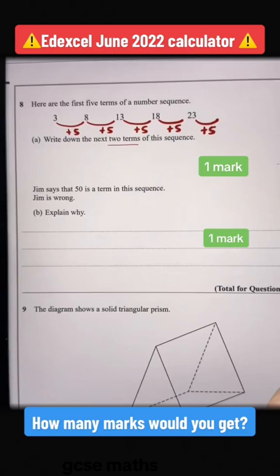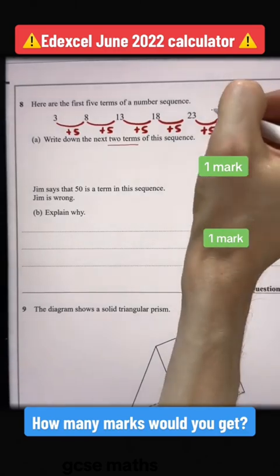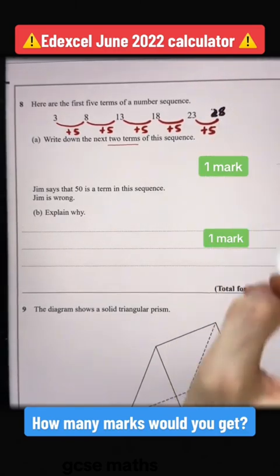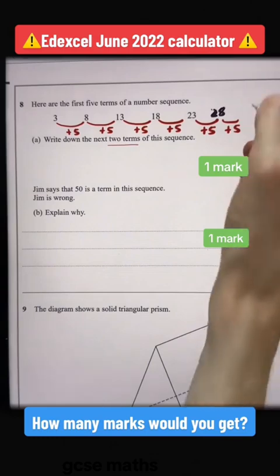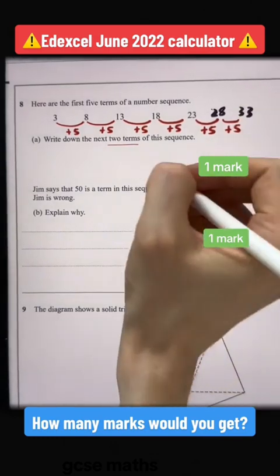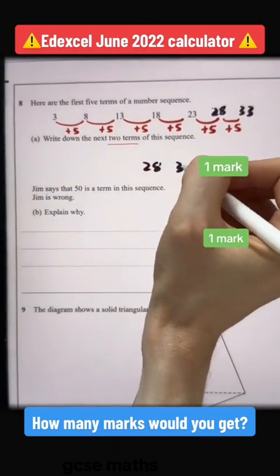As we want the next 2 numbers in the sequence, we're going to add on 5 again. Well, 23 add 5 will give us 28. That's our next term in the sequence. And adding on 5 again to get our next term, 28 add 5 will give us 33. Again, use a calculator when necessary. So our next 2 terms are 28 and 33.